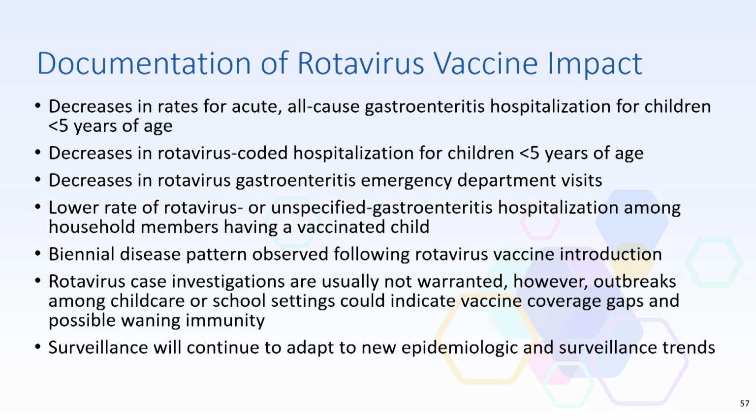At this stage of the rotavirus vaccination program, case investigations are usually not warranted. However, outbreaks of rotavirus among childcare or school settings could indicate where gaps in vaccine coverage occur, and could be an indication of waning immunity in older children. Because enteric outbreaks can be caused by many pathogens, a laboratory investigation for the causative agent that includes viral, bacterial, and parasitic agents should be considered for gastroenteritis cases seeking medical attention.